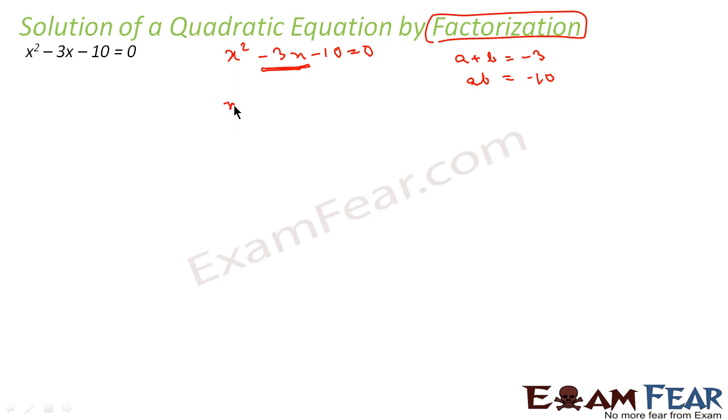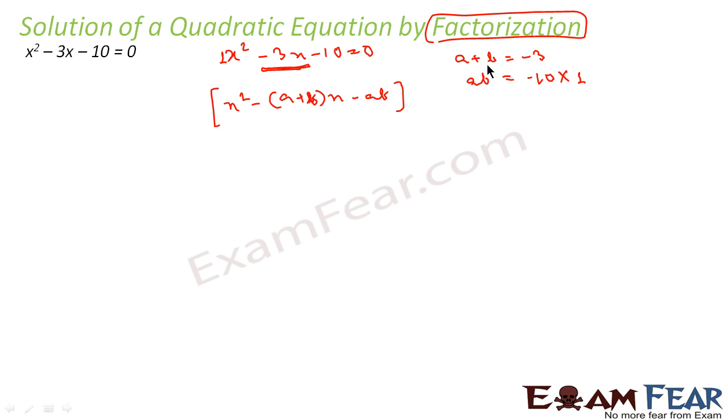That is, we have to write the equation in this form: x square minus (a plus b)x minus ab. A plus b is equal to minus 3 and ab is equal to minus 10, which is 10 into 1, because this is 1x square actually. That is how we have to write. If we can write it in this form, then we can solve it. Let's see how we can do it.